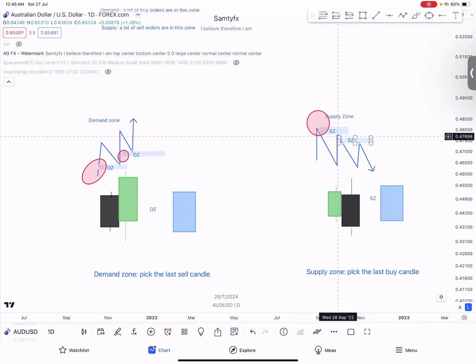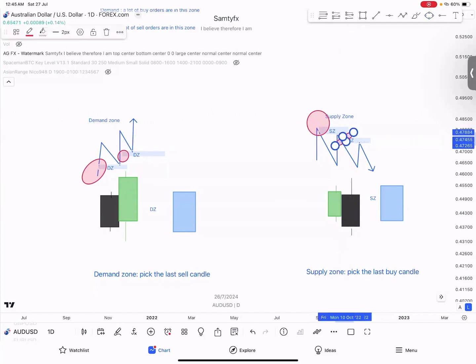Do you see the market come into this supply zone? That's why I identified it with SZ. The market comes into the SZ. Then what did the market do? Sell further. Then also here, there is another supply zone around here, and we are going to see it on the chart. So don't worry, the market is going to come here and also sell further.